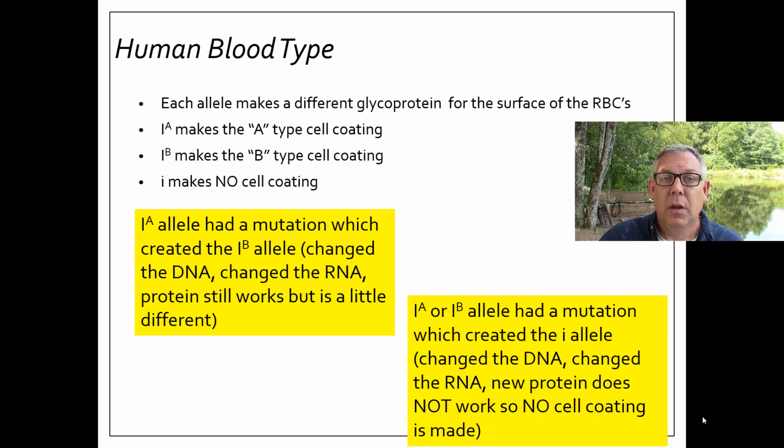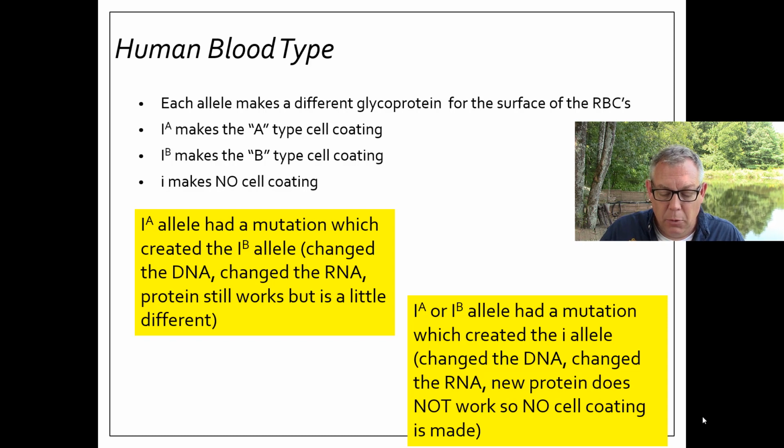So for example, either the A or the B allele had another mutation, and that created the lowercase i allele. And so this working allele, either A or B, I don't know which one, it mutated in such a way that it doesn't produce a functional protein anymore. So again, this is a perfect example of how you can't really predict it, but a mutation can cause either a working protein, a different protein, or a non-working protein. There's all kinds of potential outcomes.